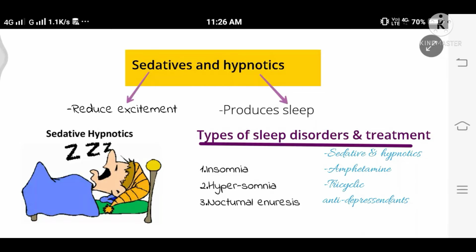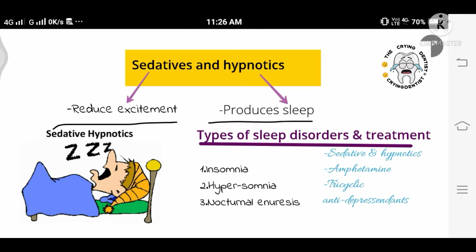Sedatives and the hypnotics. What are the sedatives and the hypnotic drugs? Sedatives are the drugs which reduce the excitement of the person and calm down the person. What are hypnotics? Hypnotics are the drugs that produce sleep and give a normal sleep to the person. Remember these two drugs, sedatives and the hypnotics.